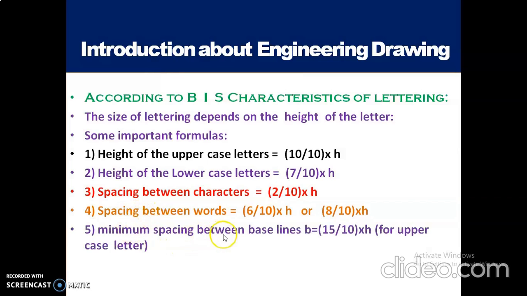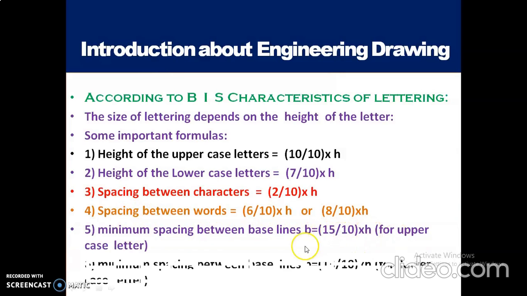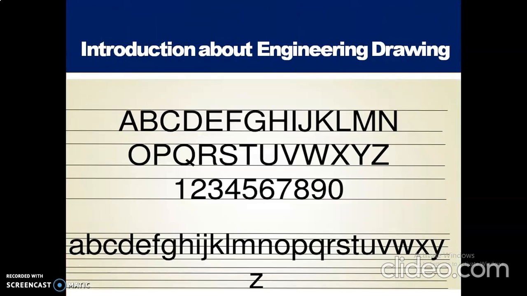The minimum spacing between baselines should be 15 by 10 into H for uppercase letters, and 13 by 10 into H for lowercase letters. These are the important formulas for letter writing. See here: letters A, B, C, D up to Z, number writing 1, 2, 3, 4, 5, 6 up to 9 and 0, the small letters, lowercase letters, and uppercase letters.